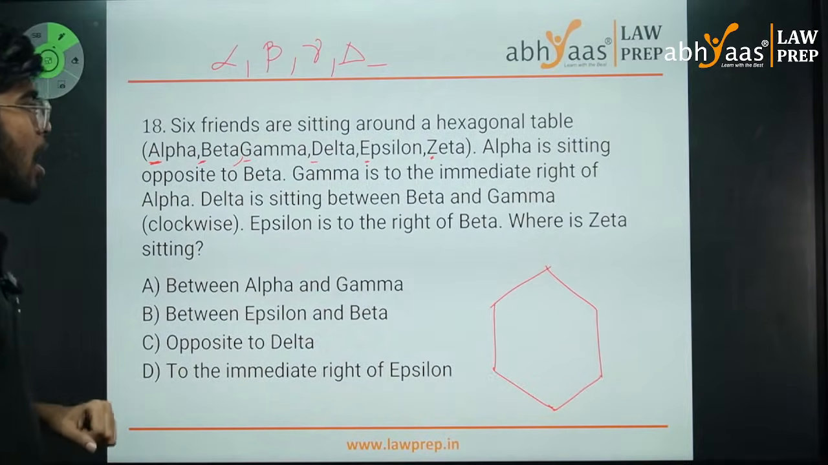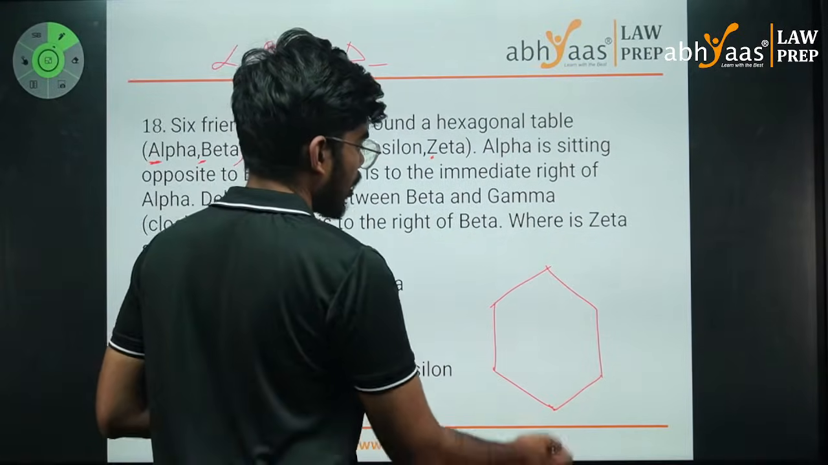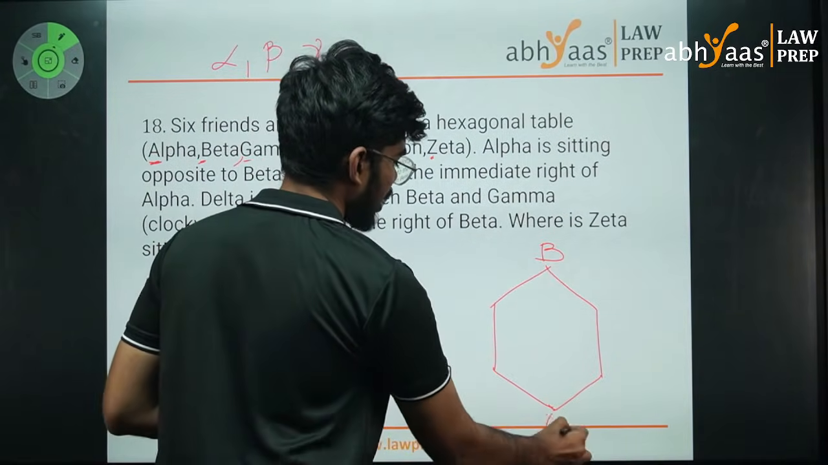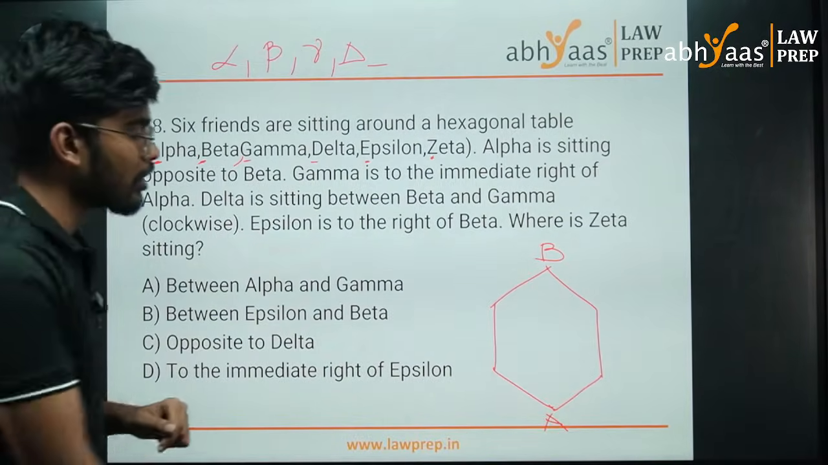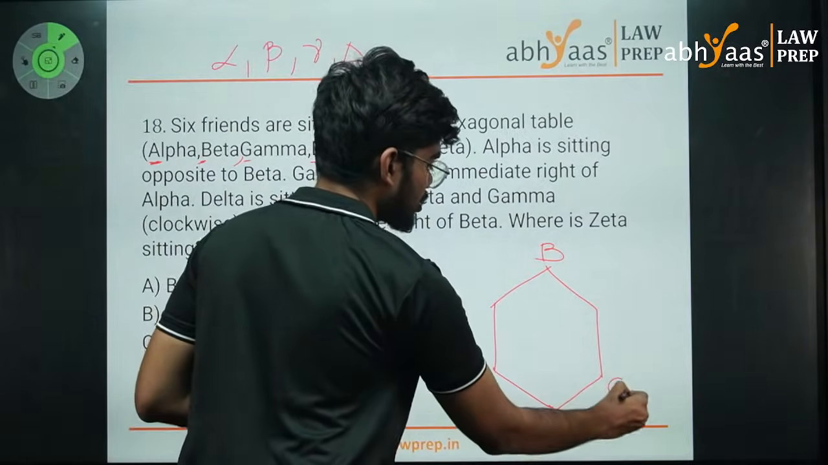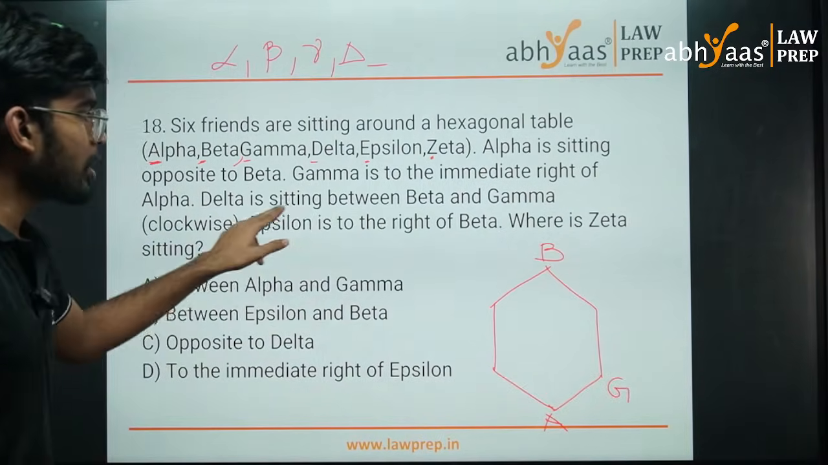Yeah, anyway, alpha is sitting opposite to beta. Say this is B, this is A, exactly opposite. Okay, fine. Gamma is to the immediate right of alpha. See, immediate right of alpha. That means this is G. Next, delta is sitting between beta and gamma.